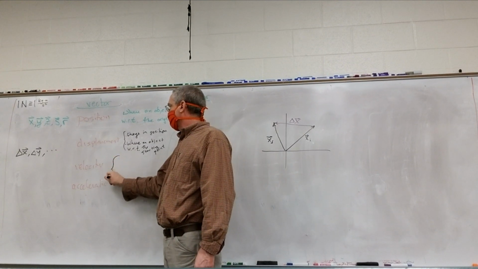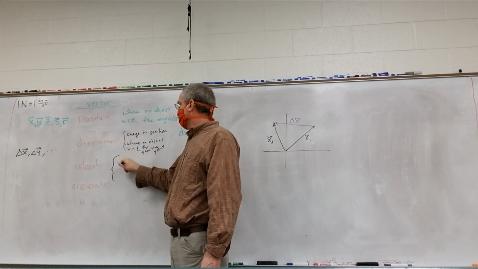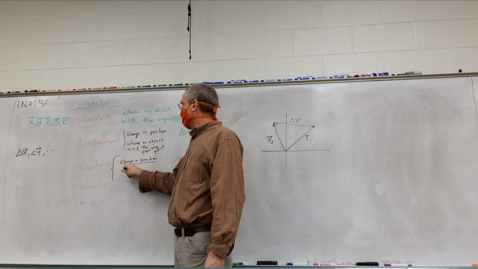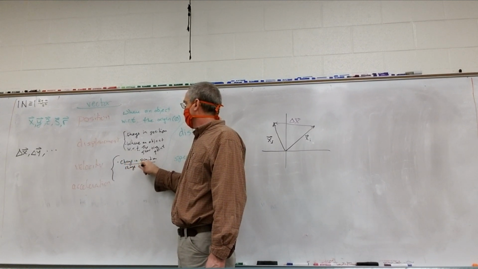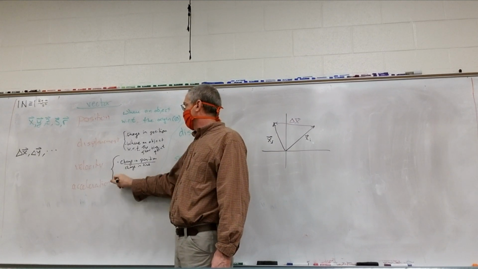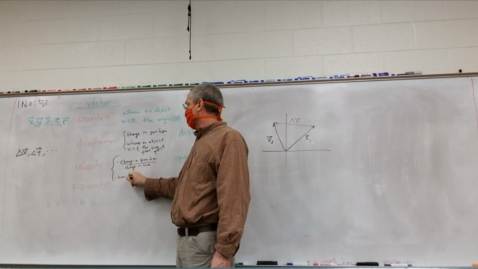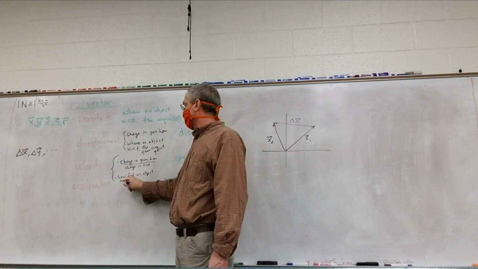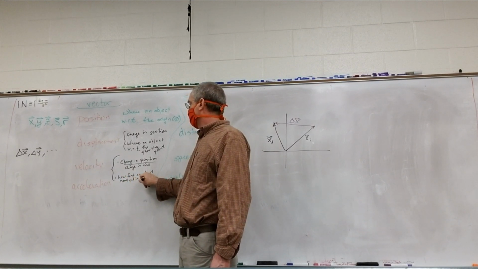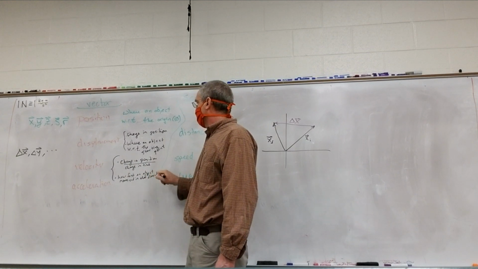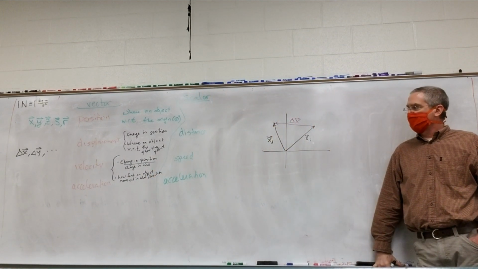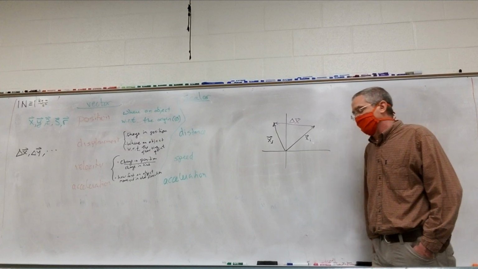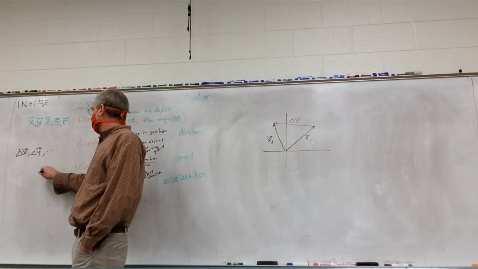Velocity: change in position over change in time, or how fast an object moves, and in what direction. And the symbol, as I've used in class already, is v with a vector symbol over it.